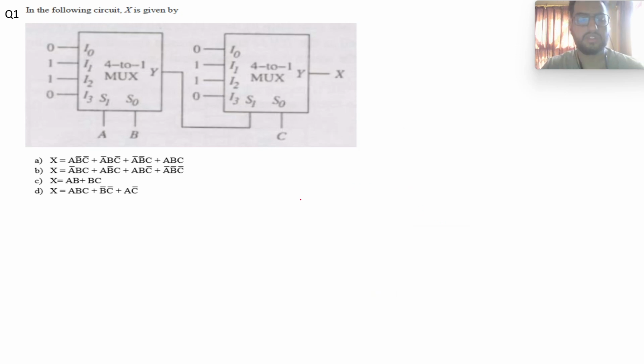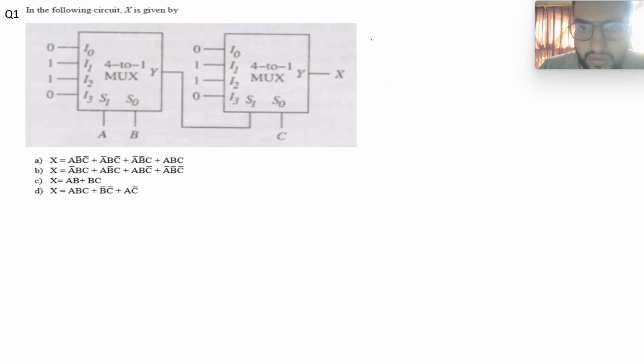So this is the first question of today's live session. In the following circuit, we need to find out X, that is the output of the circuit. Given A, B, C are your inputs that act as the select lines to these muxes. These are 4:1 muxes. Two 4:1 muxes are connected, and we need to find out the final output expression for X. So how will we do it?